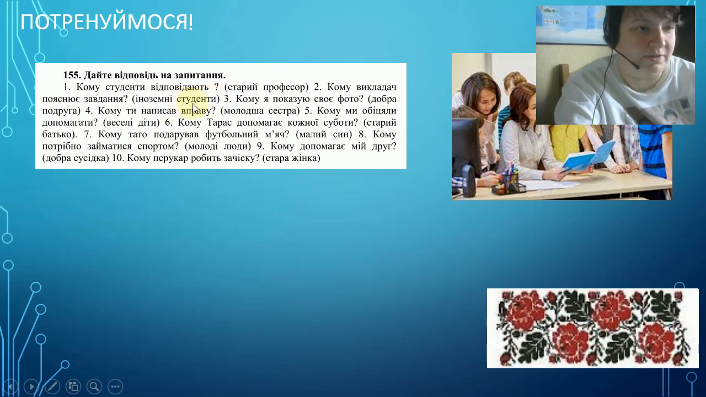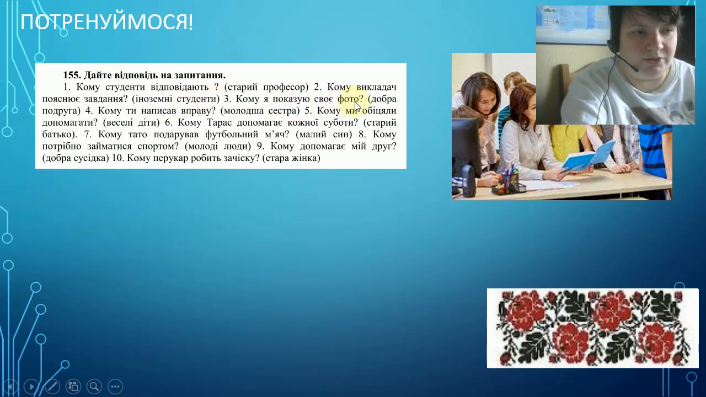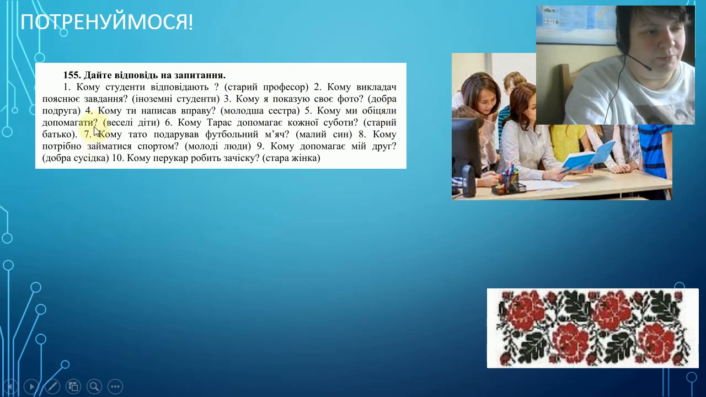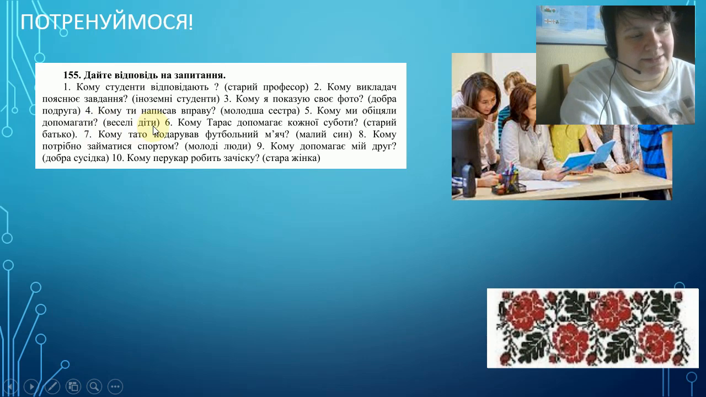to foreign students. Кому я показую своє фото? To whom do I show my photo? And the prompt is here, добра подруга, good friend. Кому ти написав вправу? To whom have you written an exercise? Молодша сестра, younger sister. Кому ми обіцяли допомагати? To whom have we promised to help? Веселі діти. Merry children.